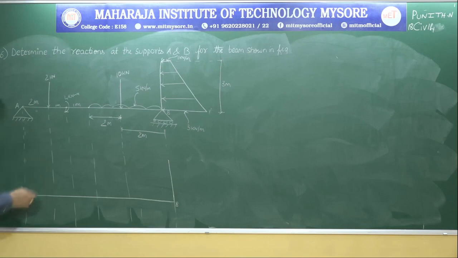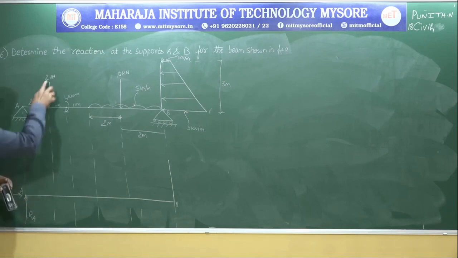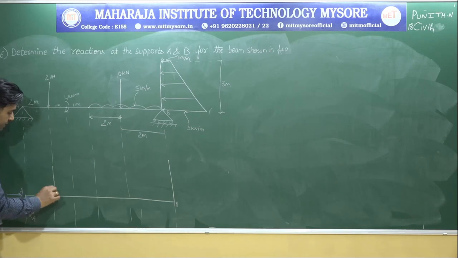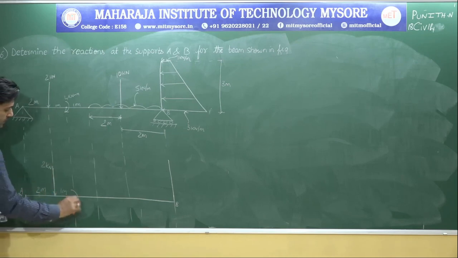So for hinged support, how many reactions can I expect? Two. One is RA, in the vertical direction. One more is HA, in the horizontal direction. Okay, next, there is a point load which is acting. So this is 2 kilonewton. This is 2 meter. This is 1 meter.